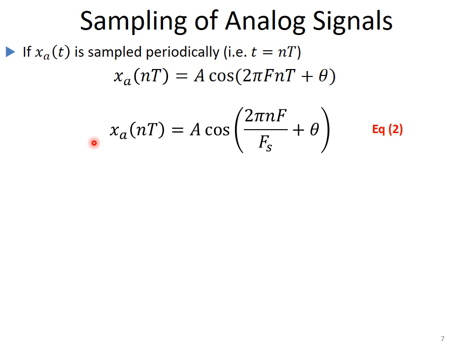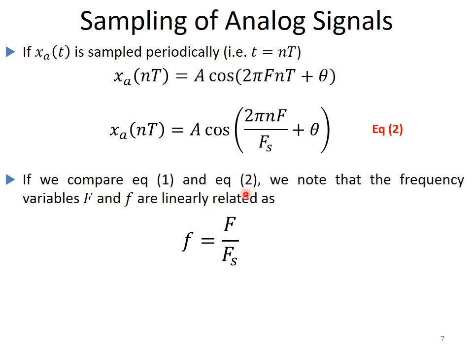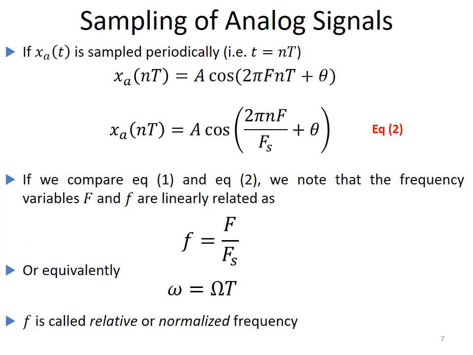Now let us compare equation 1 and equation 2. We get this relationship: small f would be equal to capital F upon Fs. So this is the relationship between the frequency of the discrete time signal and the frequency of the continuous time signal. The same relationship can be established for radial frequency as well. Here the small f is called relative or normalized frequency.